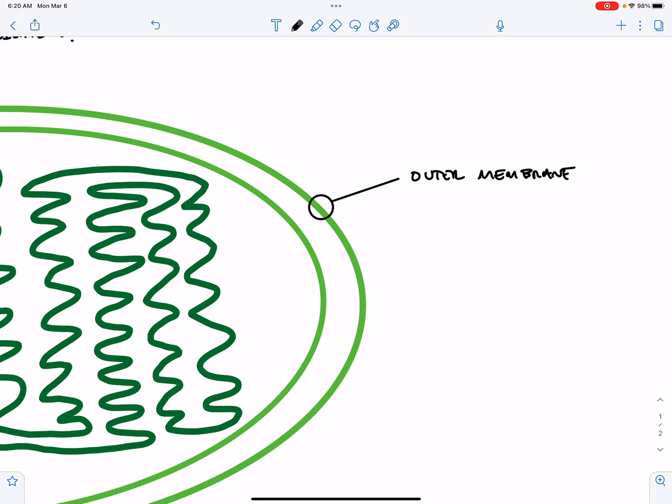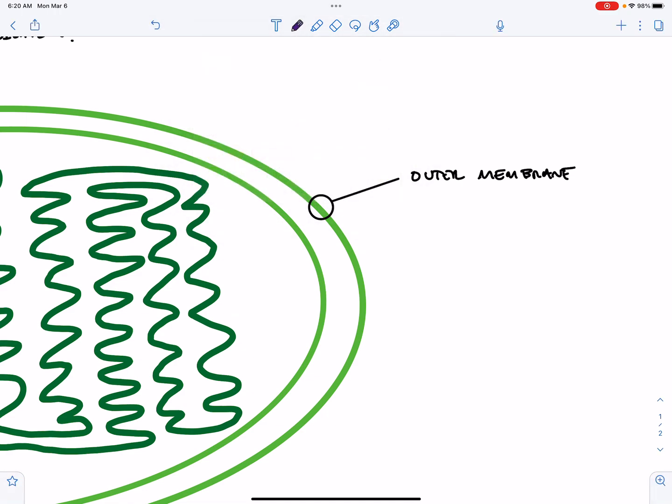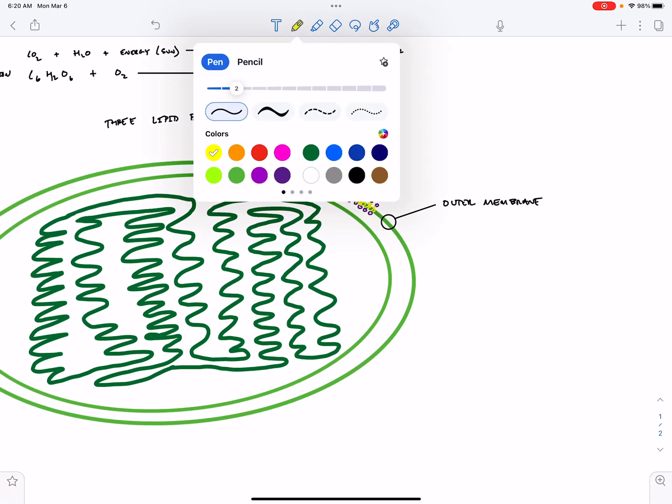So you all know the structure of the lipid bilayer by now. If we were to zoom way in on this outer membrane, we'd see some phosphate heads here on the outside, and then we'd see some phosphate heads also on the inside, and then there would be some tails attached to those phosphate heads on both sides. So it's a lipid bilayer, the outer membrane.